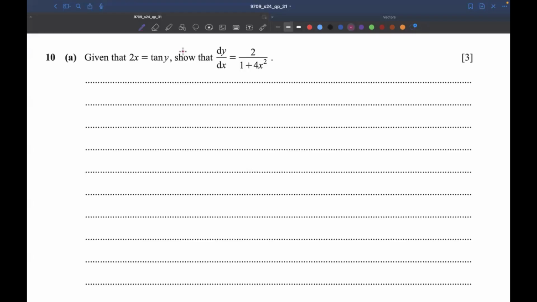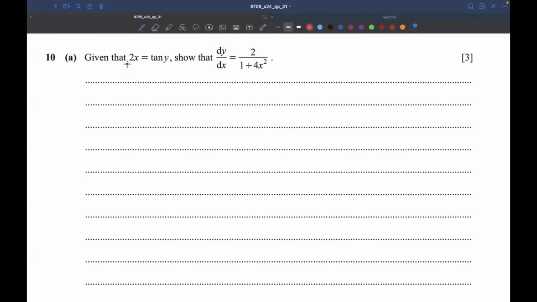Question number 10 says that given that 2x equals tan y, show that dy by dx is equal to 2 upon 1 plus 4x squared. To show that dy by dx is 2 upon 1 plus 4x squared, first we can simply differentiate it.